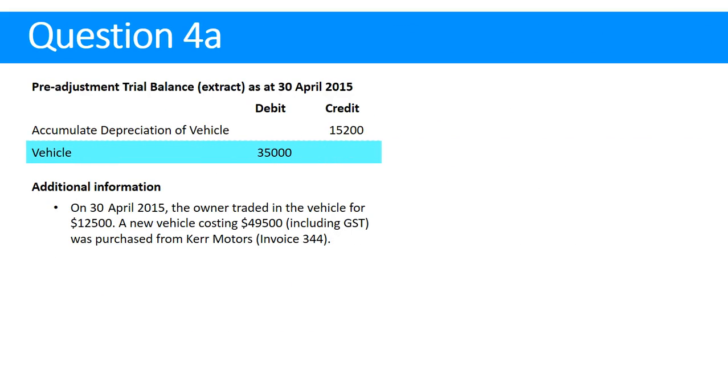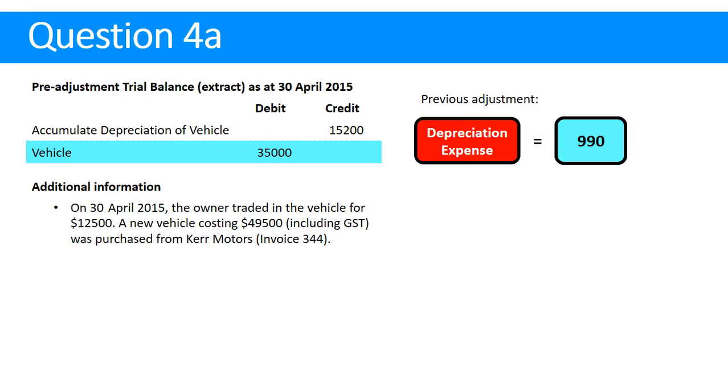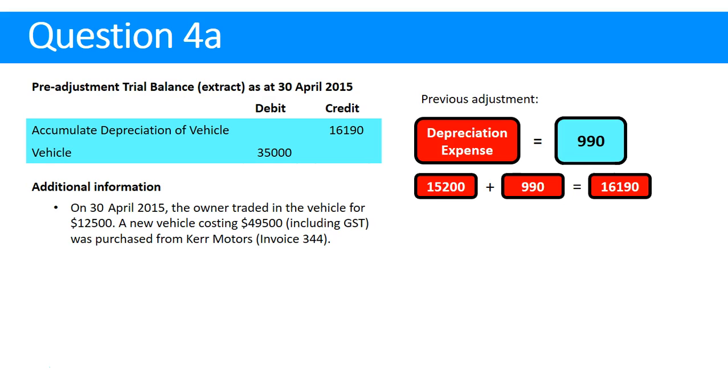So adjustment number 4 is by far the biggest one. We're going to trade in a vehicle and buy a new one. So this vehicle of $35,000 is going to go. The issue here is this number here is now wrong. This $15,200 of accumulated depreciation, we just added another $990 to it. So what we better do is update that number and take $15,200 plus $990 actually equals $16,190. So we want to get our pencil or pen and change that number.